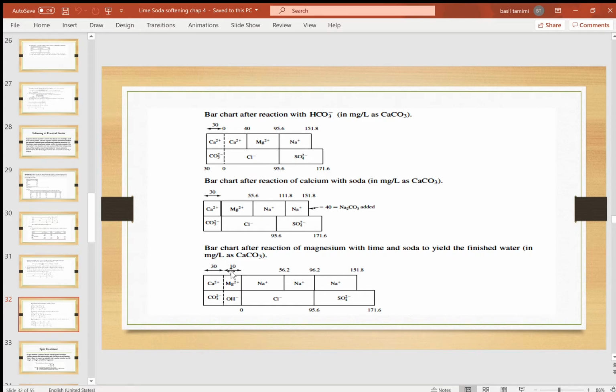Then you can wonder why we have this 3:1 ratio. Why 30 for calcium and 10 for magnesium? Why, when the magnesium is left alone in water, do we take the final concentration as 40 milligram per liter? However, when it is remaining co-currently with calcium, it is 30 to 10.